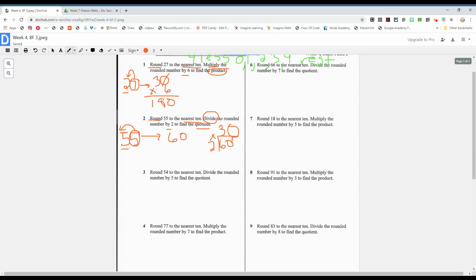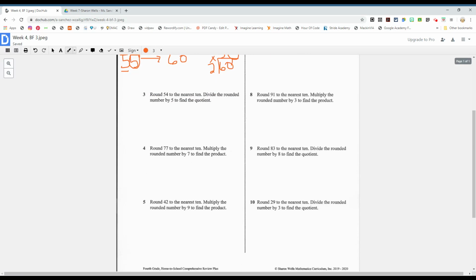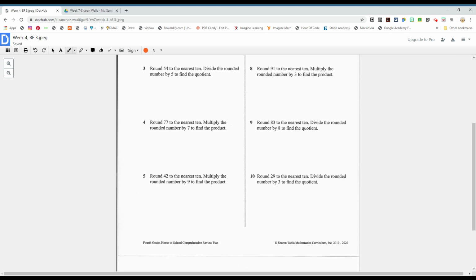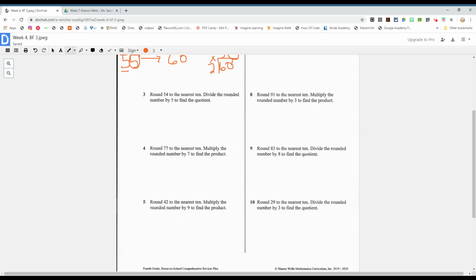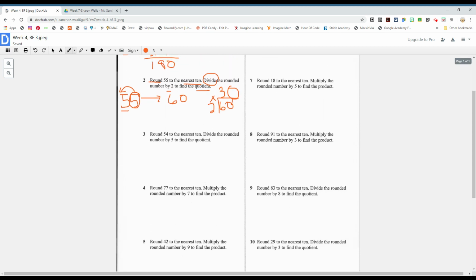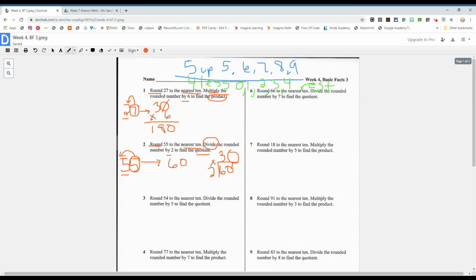Okay, let me see, boys and girls, if there's something that's different. Just rounding to the nearest 10, and you're just going to divide or multiply. They're all the same, boys and girls. But I'll help you with one more divide. I'll help you with number 3.